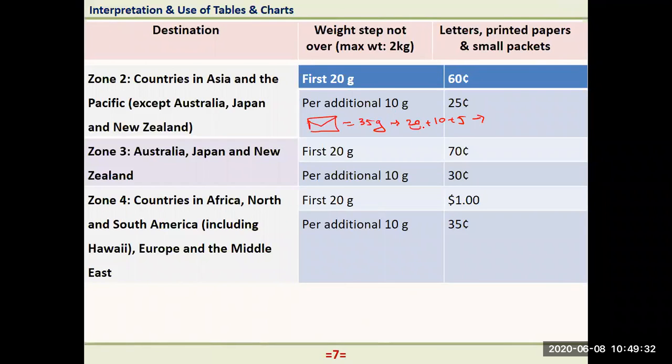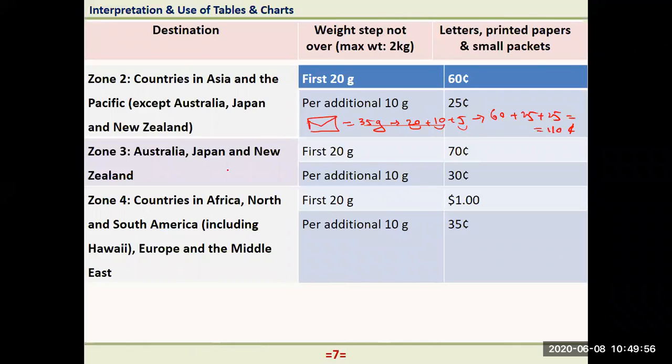For this 20, you have to pay 60. And per additional 10 grams, it is 25. So this additional 25, and also for this 25. So we have to pay how much? It is 60 plus 25 plus 25, which is equal to 110 cents, right? For additional 10 kg means this.